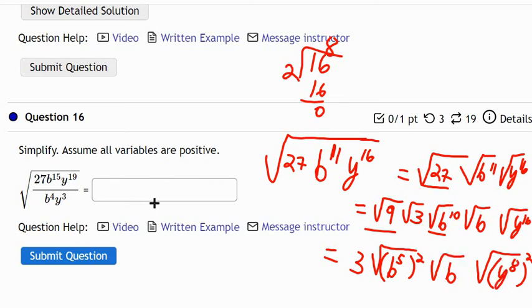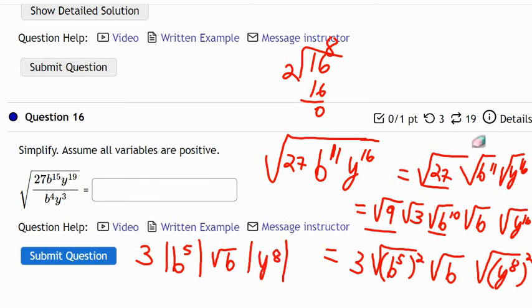So now I can simplify fully. I have the 3, so the 3 is good, but the square root of b to the 5th squared, the square root and the square cancel, leaving me the absolute value of b to the 5th. And then there's also the square root of b. And then for the y, the square root of y to the 8th squared, I can cancel the square root and the square, leaving the absolute value of y to the 8th.